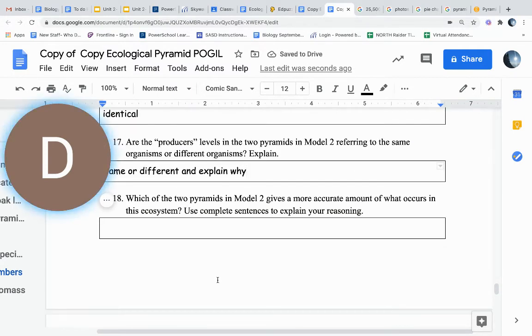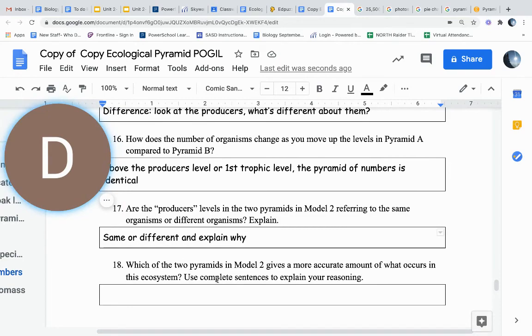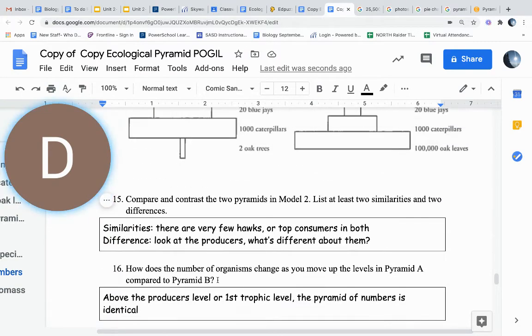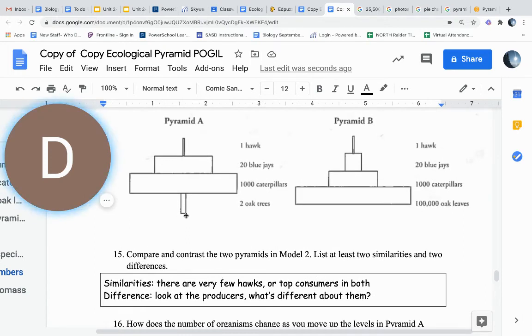Which of the 2 pyramids in Model 2 gives a more accurate amount of what occurs in this ecosystem? All right, so which of the 2 pyramids essentially provides a more accurate depiction, perhaps? So we can think about the oak trees as full units of energy, but just having two of them might be kind of misleading. Essentially, trees are a collection of photosynthetic units called leaves.